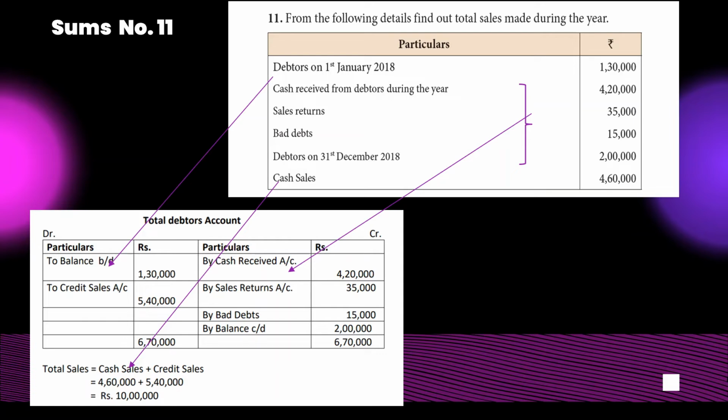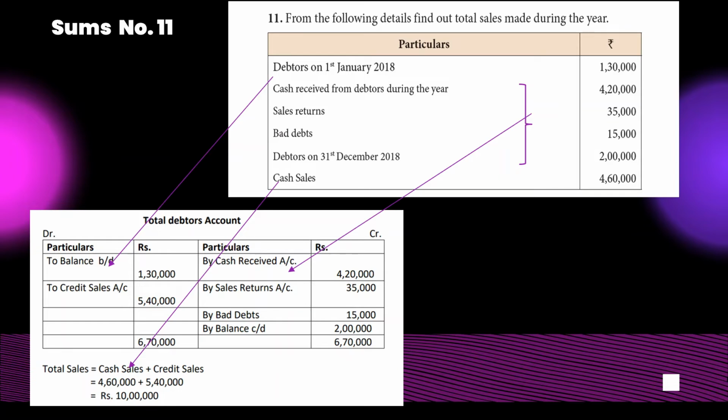So with the cash sales we should add the credit sales, then we will get the total sales. First we'll see, in this sum also there is no information about bills receivable, so total debtors we can prepare easily. Opening balance will be on the debit side, 1,30,000, and the remaining items, cash received and sales returns, bad debts, closing balance, everything you should write on the credit side. Now you have to balance. The difference between credit side and debit side is 5,40,000, that is credit sales.